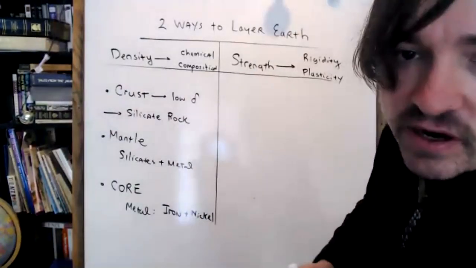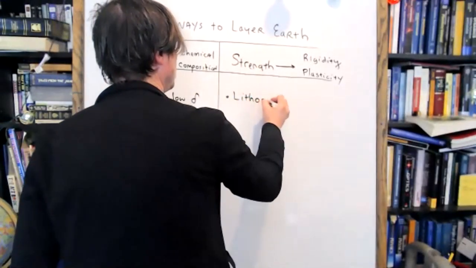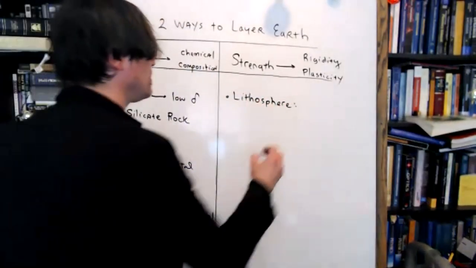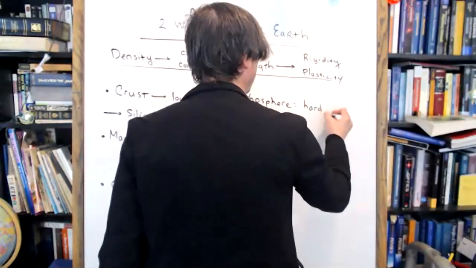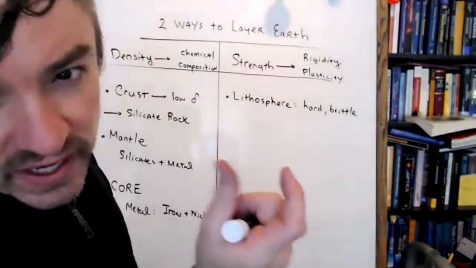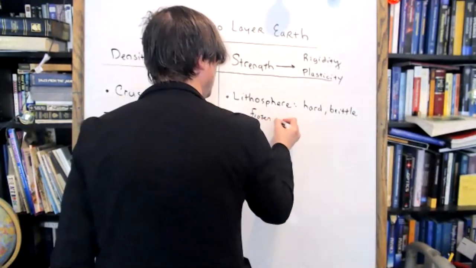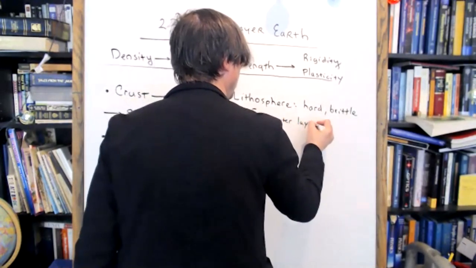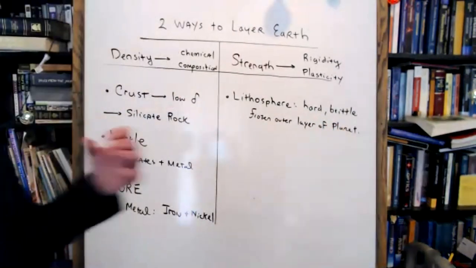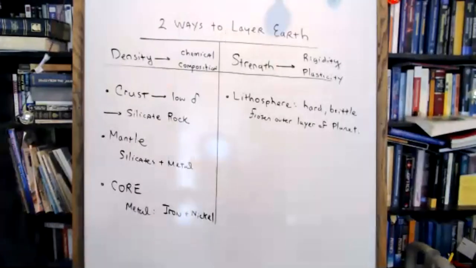Anyways, let's list our layers of Earth by strength. First, we have the lithosphere. This is a new vocabulary term for many of you, so we're going to define it. It's the hard, brittle, and importantly, frozen, cold outer layer of a planet. We're going to talk not only about Earth's lithosphere, but as Planetary Scientist Juniors, we're going to talk about the lithospheres of other planets as well.